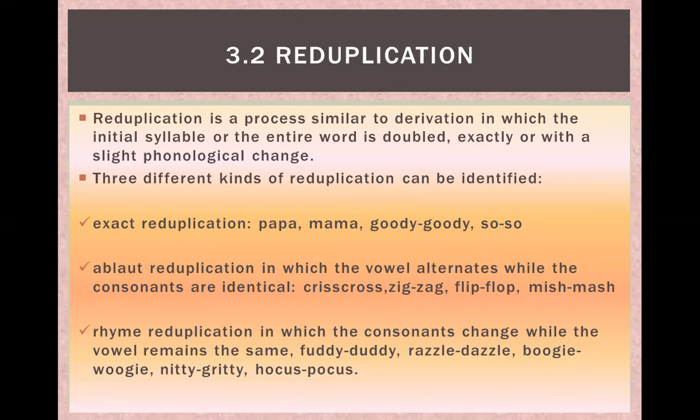The second is ablaut reduplication. It means the vowel alternates while the consonants are identical: crisscross, zigzag, flip-flop, mishmash. And rhyme reduplication, in which the consonant changes while the vowel remains the same: fuddy-duddy, razzle-dazzle, boogie-woogie, nitty-gritty, and hocus-pocus.